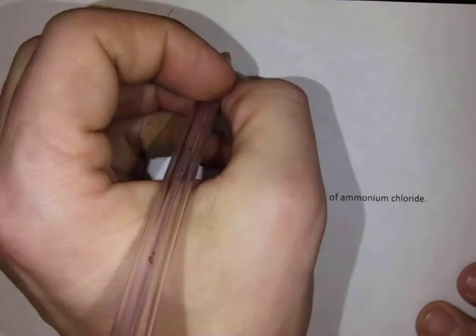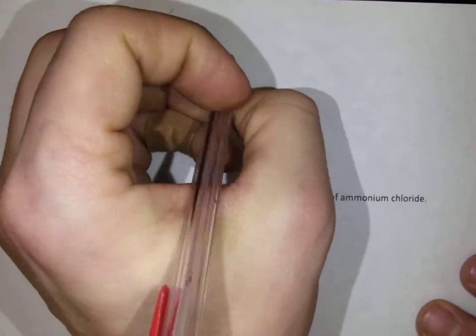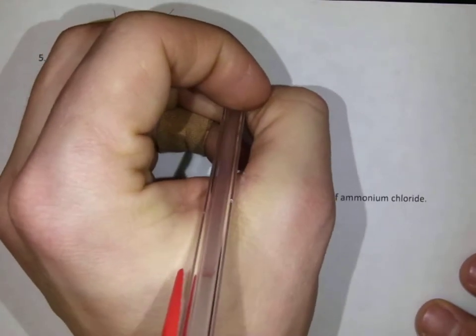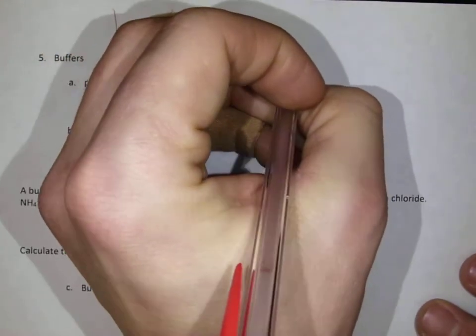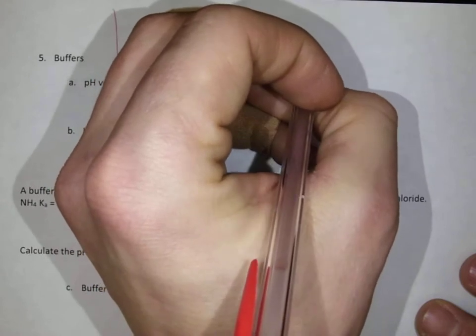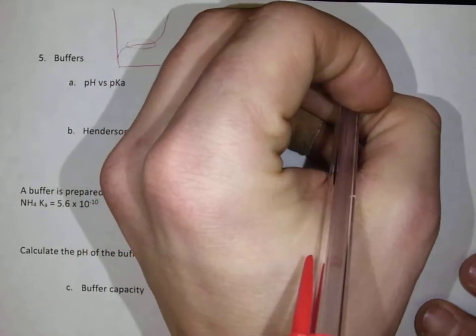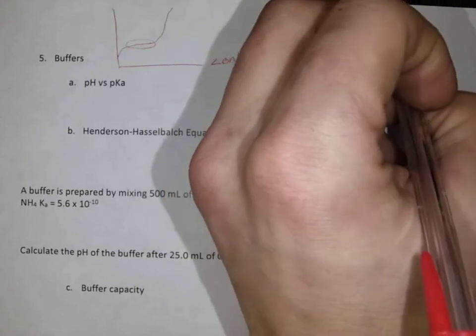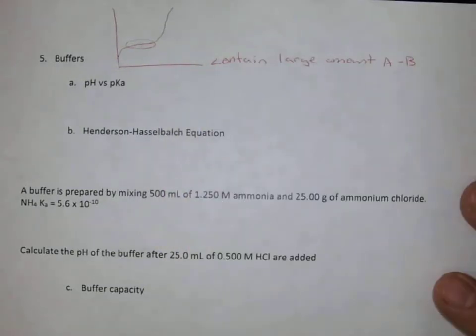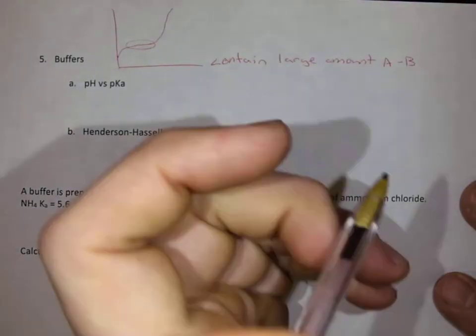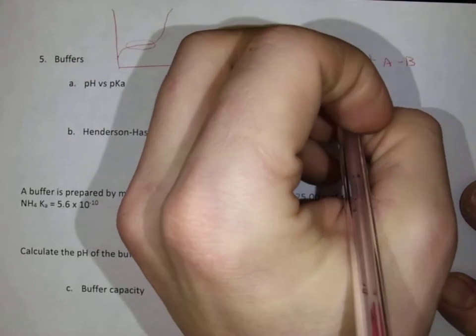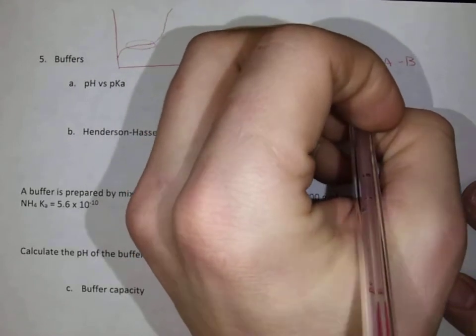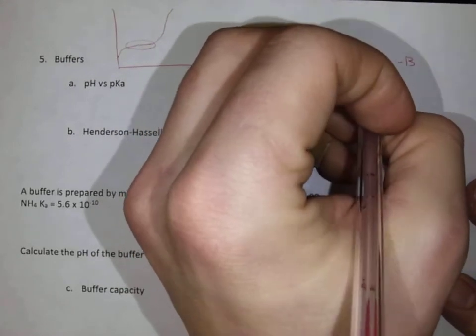The buffer zone is a solution that contains large amounts of an acid and base, of that conjugate pair. So, conjugate pair.